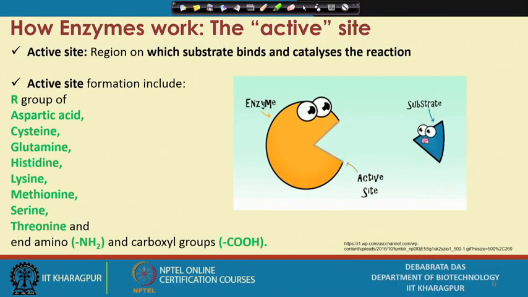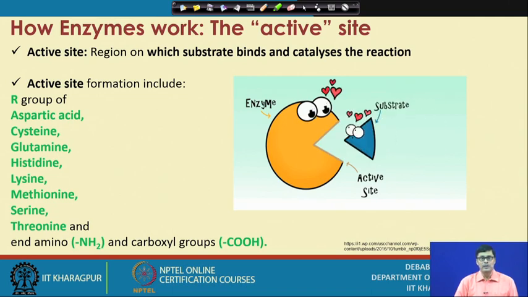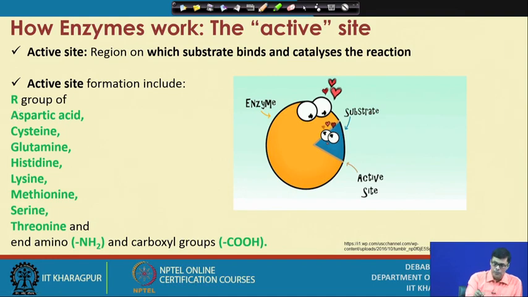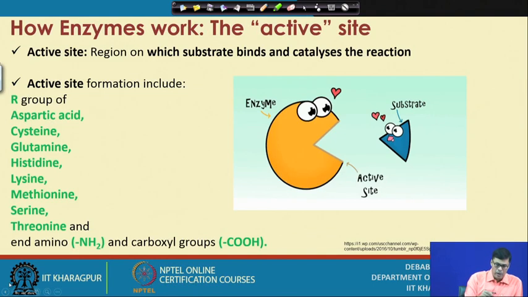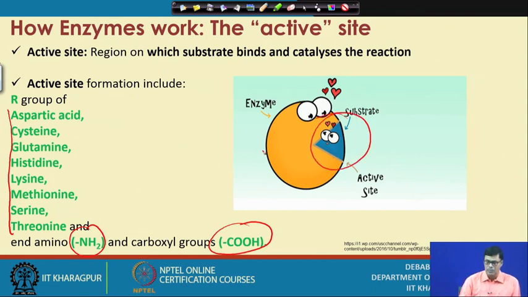Now, the question comes of how this active site formation takes place. This is very interesting. As you know, we have 20 different amino acids. Out of these, the R groups of 8 different amino acids, like aspartic acid, cysteine, glutamine, histidine, lysine, methionine, serine, and threonine, in combination with the amino and carboxylic acid groups, form this active site.